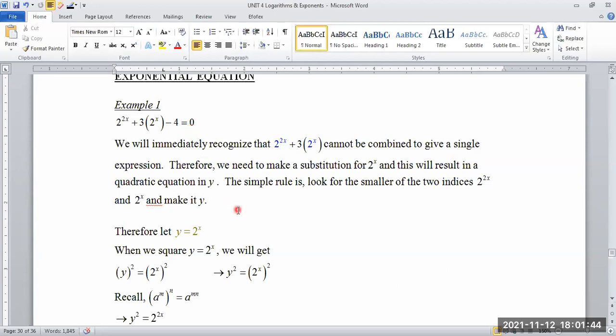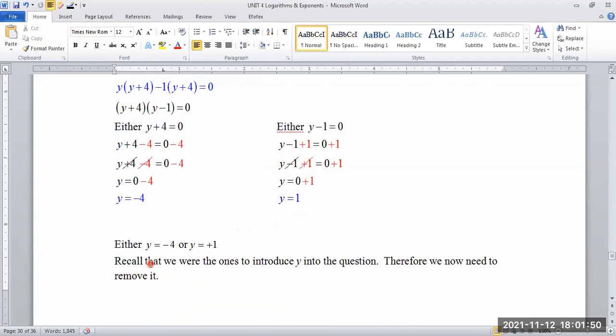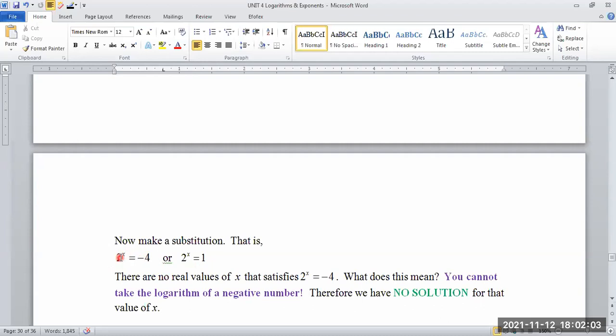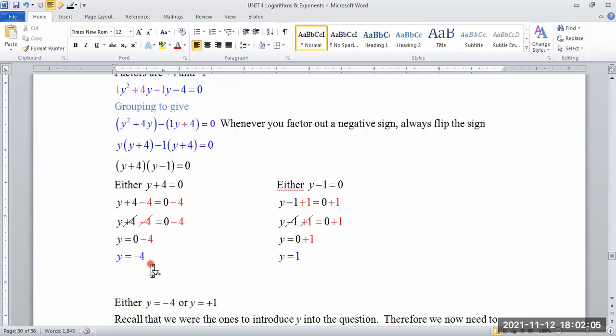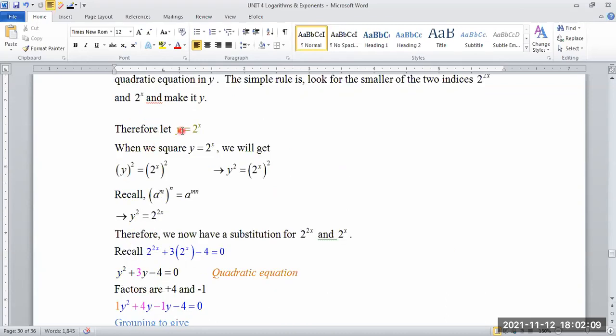So let's go. I'm going to be resubstituting. I have y equal to negative 4. Recall that we are the ones who introduced y into the question. Therefore, we need to remove it. Now we're going to make a substitution. So this 2 to the x is equal to 4. Watch me. See y here?